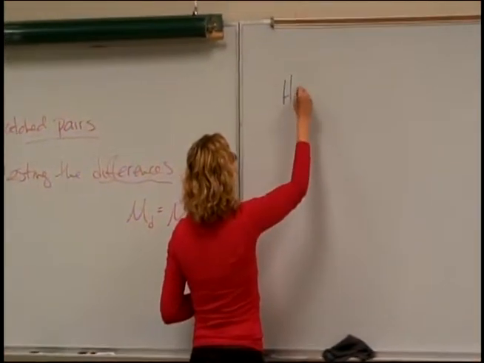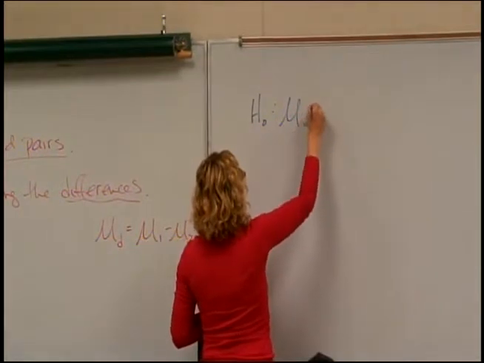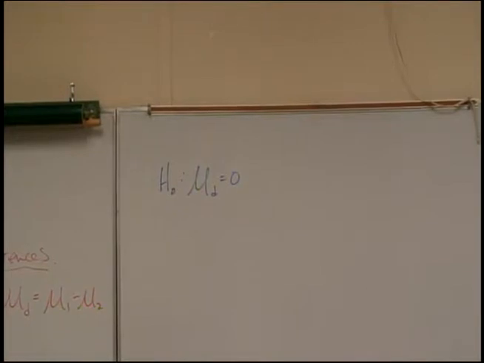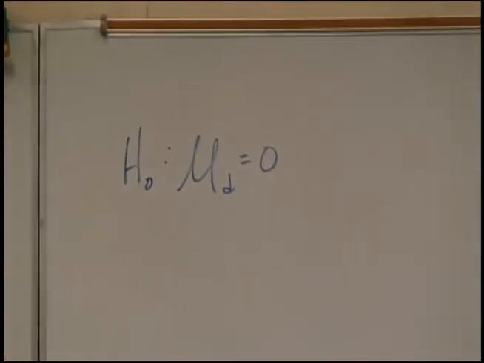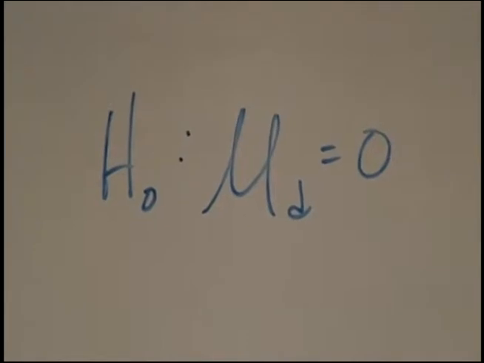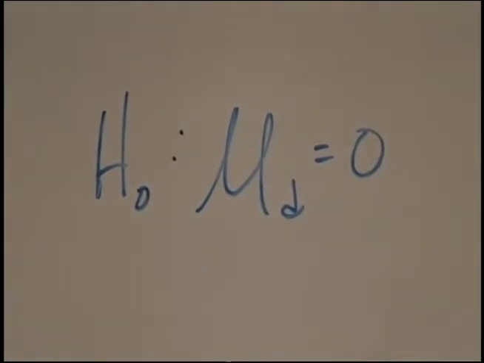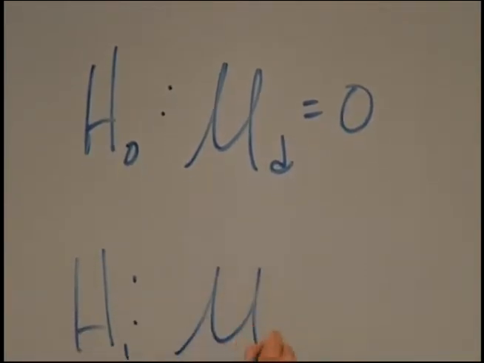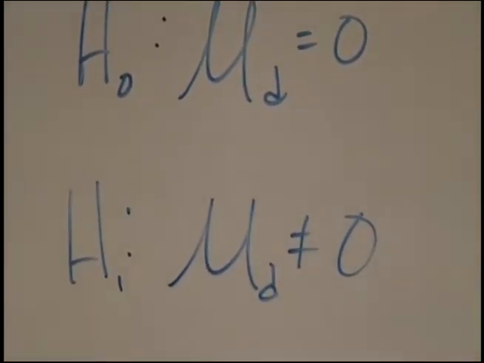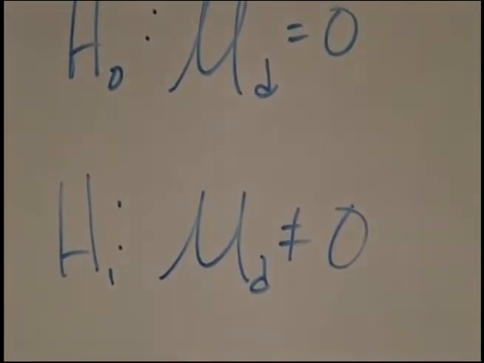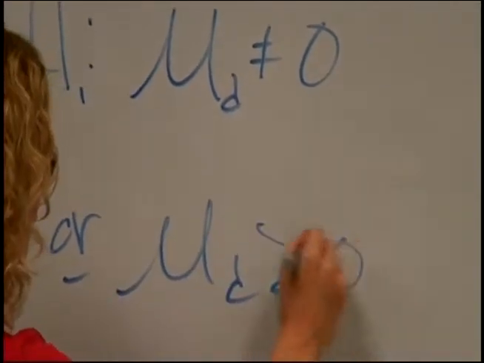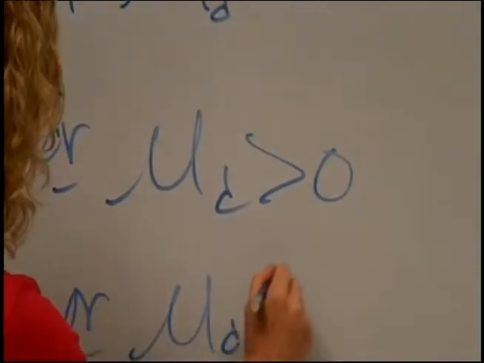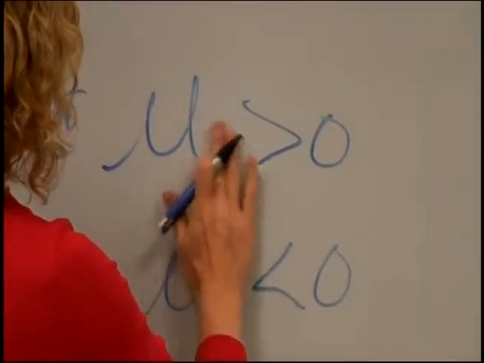In H0, you're going to have that mu d equals 0, always 0. And what it means is, no difference between the two groups. Versus the alternative, where there is some kind of difference, or the difference is greater than 0, or that the mean difference is less than 0. Now, let me write this better.